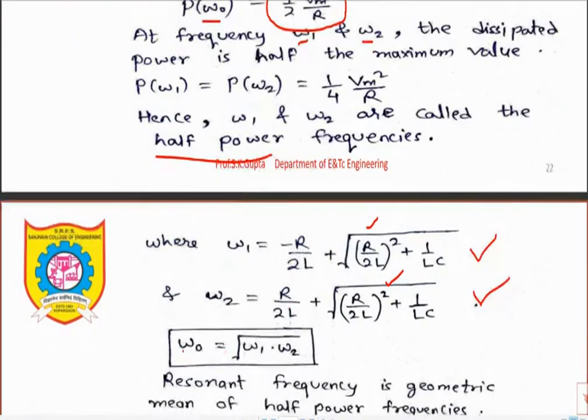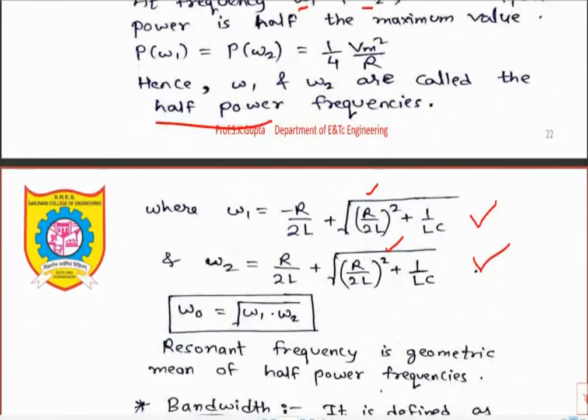Then there is a relationship between the half power frequencies and the resonant frequency. The relation is that resonant frequency equals under root of omega 1 omega 2. That means the resonant frequency is the geometric mean of the half power frequencies.